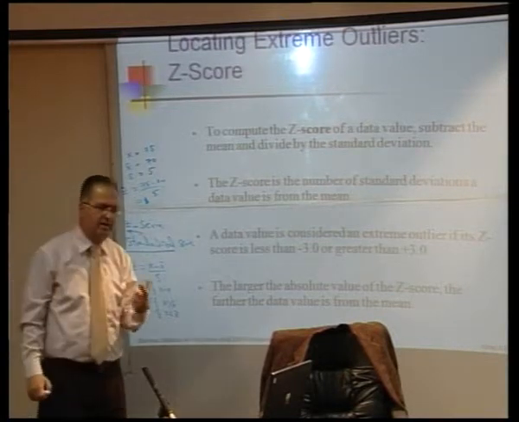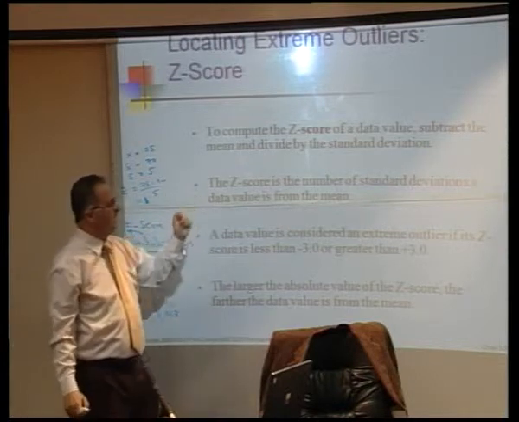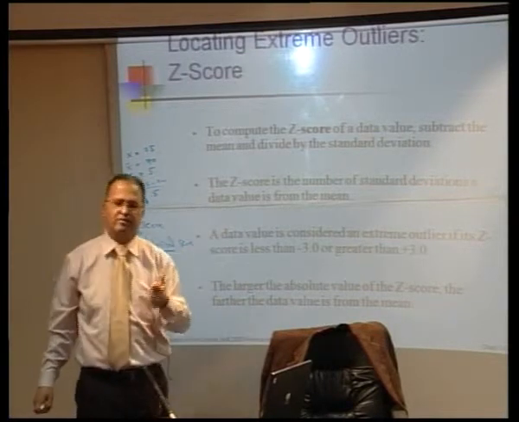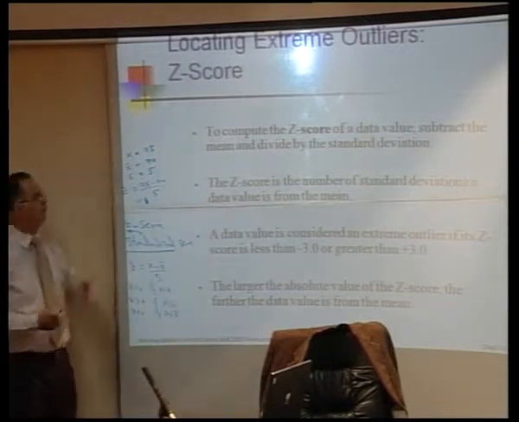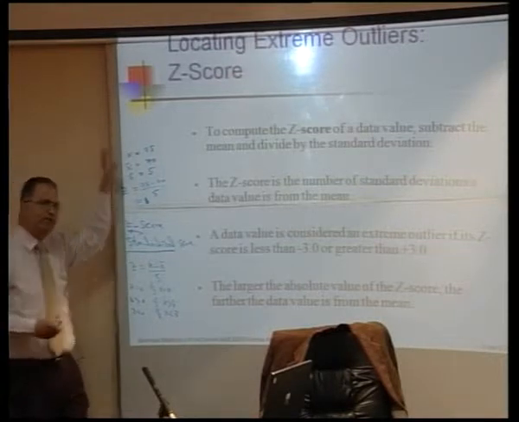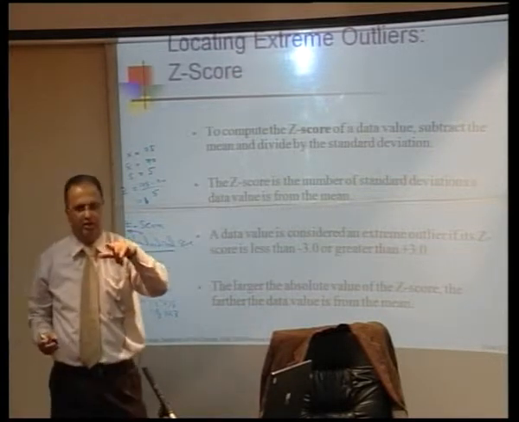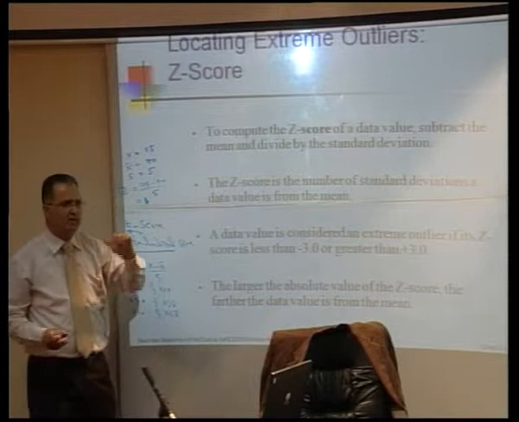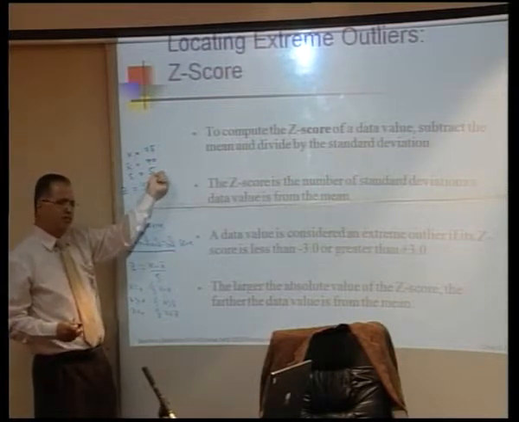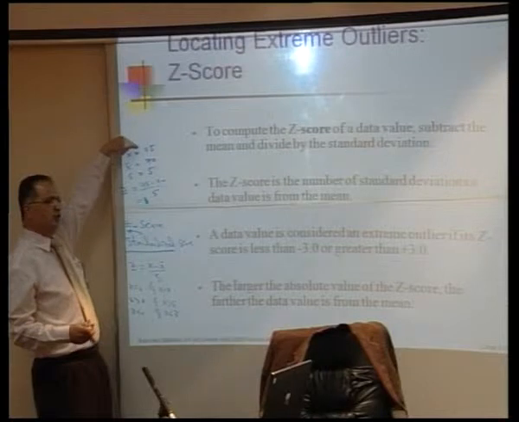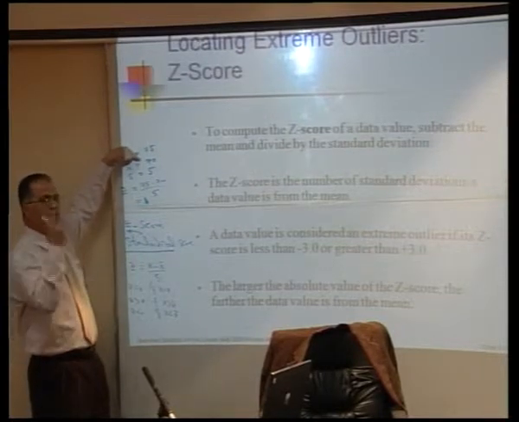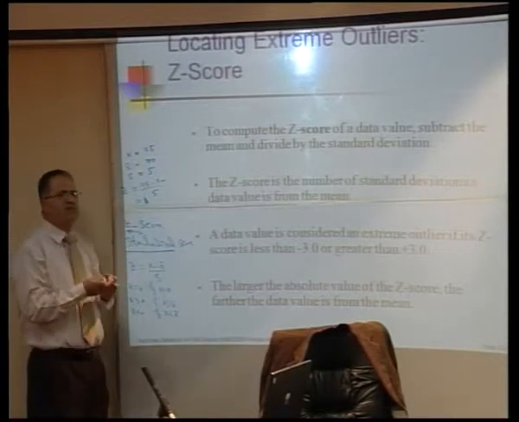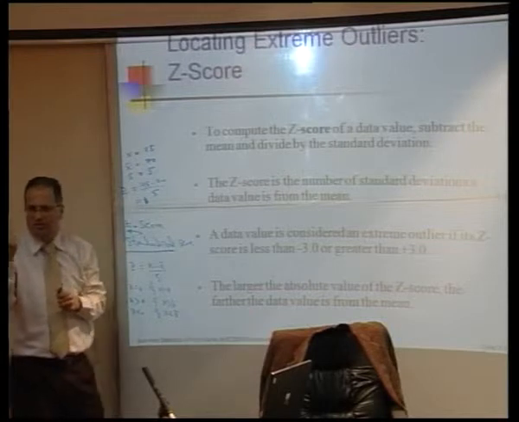Now what's the meaning of 1? This score is the number of standard deviations a data value is from the mean. Now, your score 75 and the average was 70. That means your score is above the mean by 5 units or 5 points. Now, 5 points is the standard deviation. So that means your score is above the mean by 1 standard deviation. So that's the meaning of 1. If this score is 1, that means my score is above the mean by 1 standard deviation.